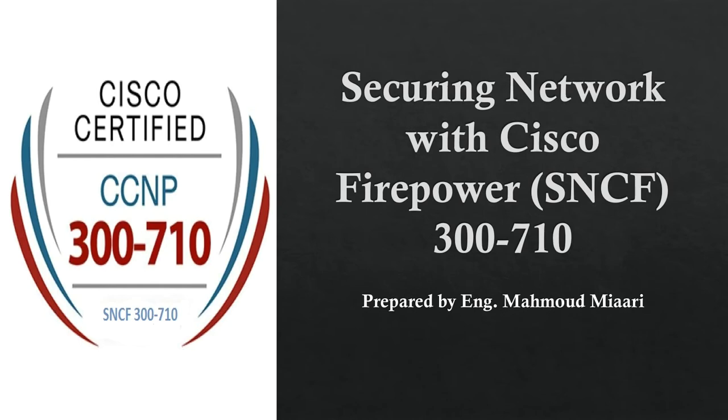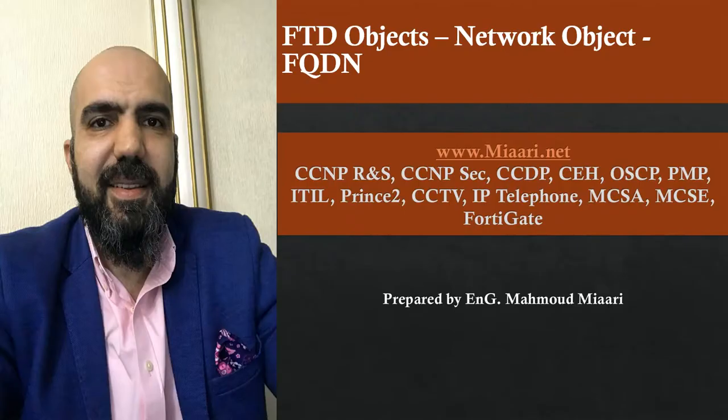The previous video I was starting with the objects, and the first type of the object network. We explained about the types of the network that we have. We have four types: host, range, network, and FQDN, and we covered everything and still remaining the FQDN. So let's dive in FQDN and see how it works.